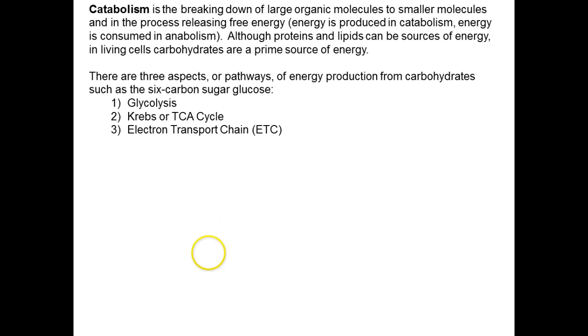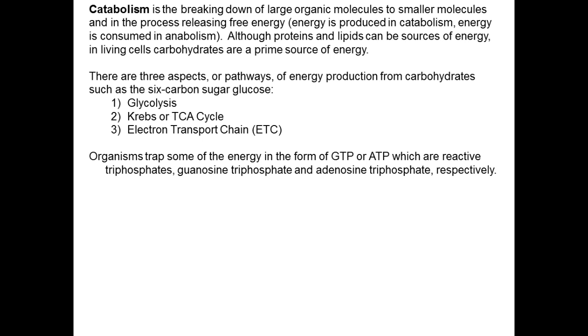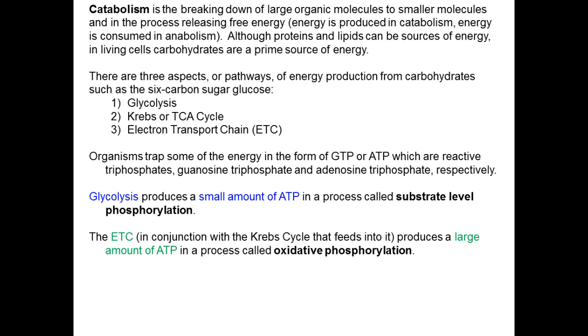The most common energy carriers, do you guys remember what usually carries the energy from one place to another? It's an abbreviation. ATP, right, or GTP, sometimes you'll see, right? So it's that phosphate bond, right, that's what the P stands for, that holds that energy and brings it from one place to another. So in glycolysis, a small amount of ATP is produced.